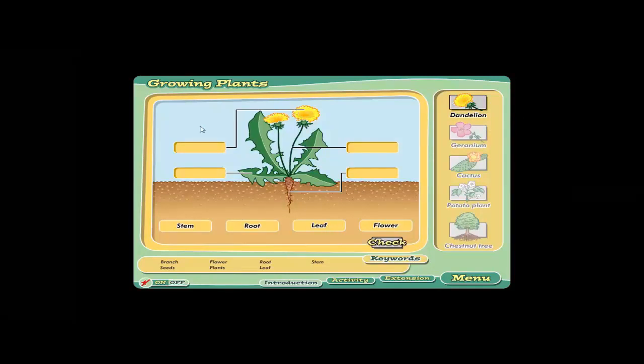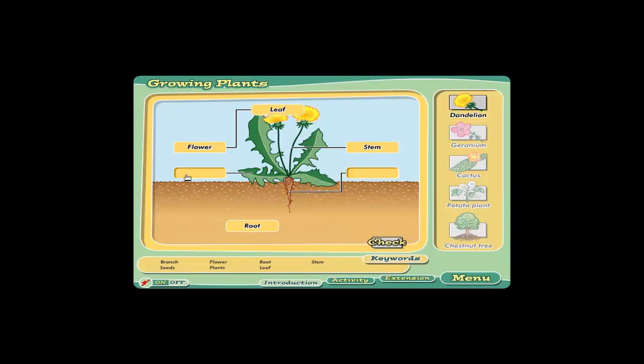This yellow beautiful part is called the flower, and this long part that supports the plant up high is the stem, and the green part is the leaf, and the underneath part is the root. Let's check. Yes, it's correct.